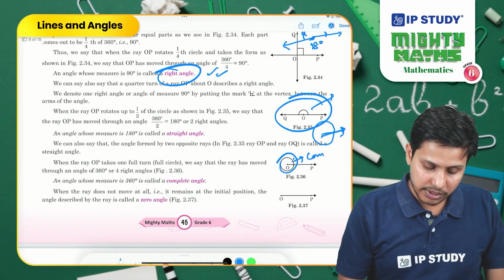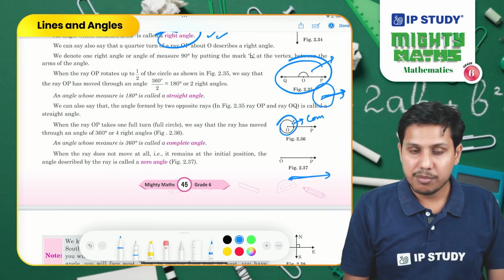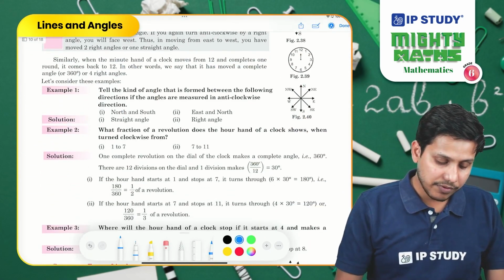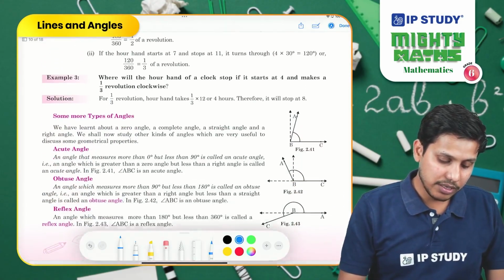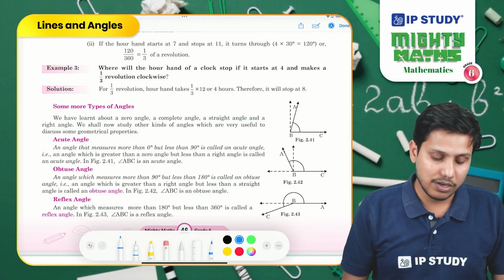Now next is zero angle. If there is no rotation of a ray, then the angle formed is zero angle. It is quite simple. Now there are various examples on it. You can just go through it and understand how the angles and rotation relate to each other.